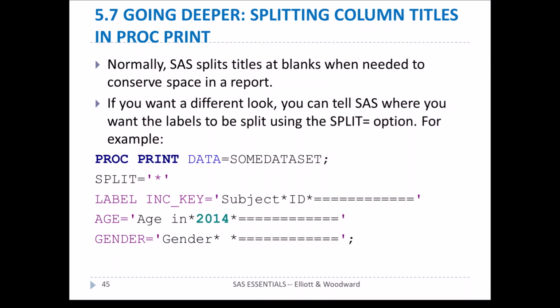We're going to create a label called inc key, which is subject ID, and then a bunch of lines. What that means is when you put the column label, say subject, go to the next line, say ID, and then underline it. And the same in age is age in, and then go to the next line, 2014, next line, underscore, as a sort of underline. And then the final one, gender, we have gender, and then a blank, so it's going to have a blank line, and then the underscore.